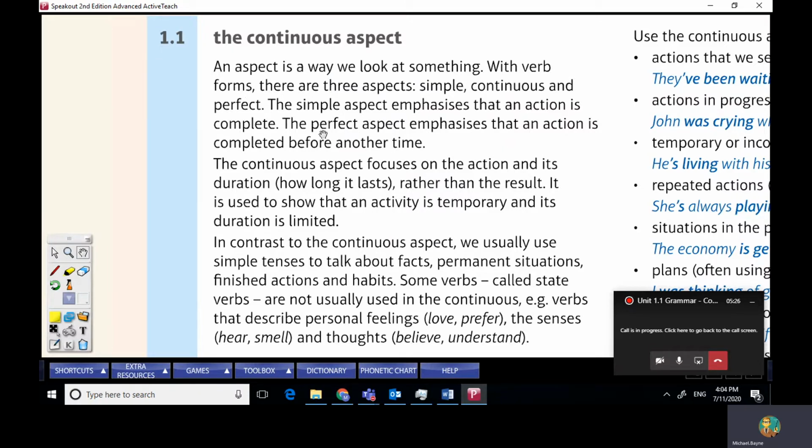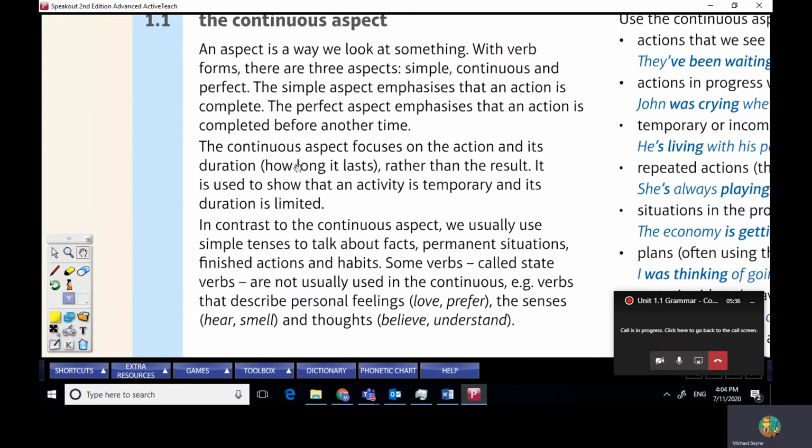The perfect aspect usually emphasizes that an action is completed before another time. A lot of times when we talk about the perfect aspect or the perfect tenses, that means there are two actions that happened and one happened before the other. But the one we're focusing on today is continuous aspect. When we talk about the continuous aspect, of course, we have present continuous, past continuous, and future continuous. Some of your teachers in the past might have called this progressive. It means the same thing.